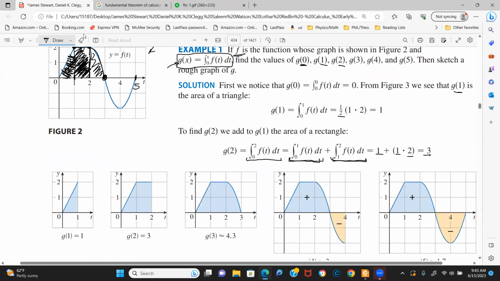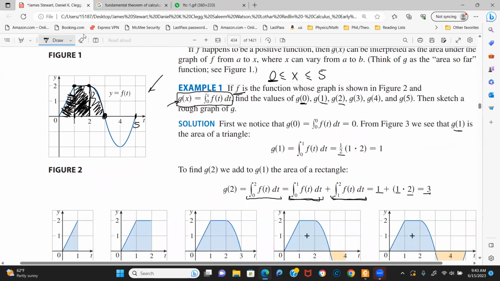And then you can keep going to 4. Now this is where it gets a little interesting because now we're talking about signed area. So this area right here is going to be negative. So now you're decreasing the area, right? So the curve is going down, right?